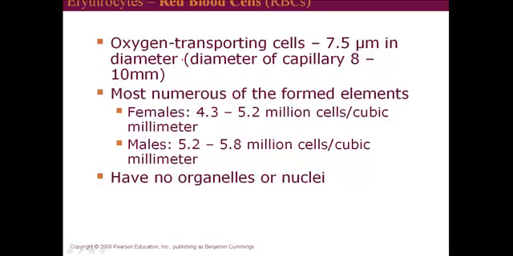Back to red blood cells. These are the oxygen transporting cells. Red blood cells are not actually alive. Red blood cells are dead. They're basically rafts, and they're very, very small, 7.5 micrometers in diameter.